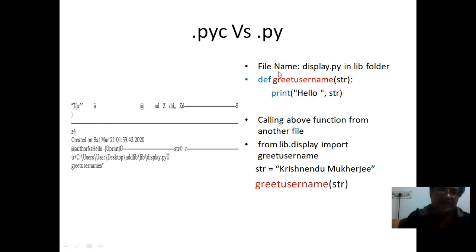Now, what is basically happening is that you have created a display.py file. I will give you the demonstration. And Dave is a great username, and you are passing the name as a string, and it will print hello, then the corresponding string value. No need to go through this in detail. I will give you the demonstration.